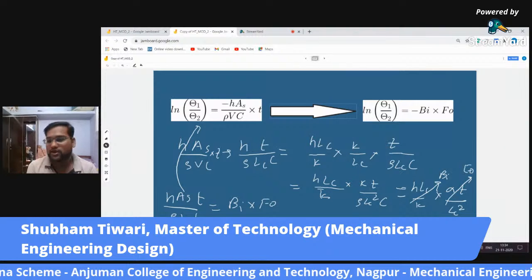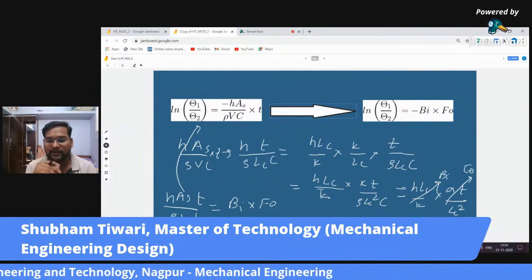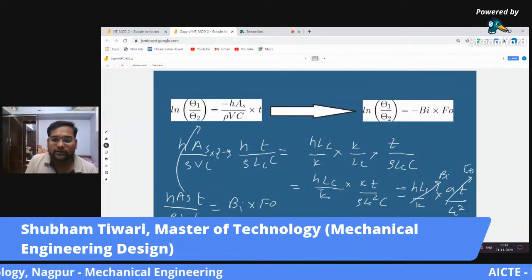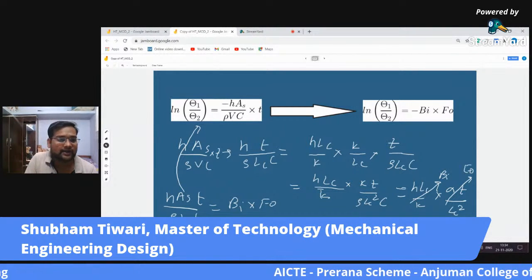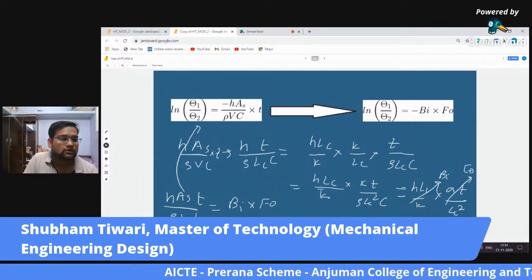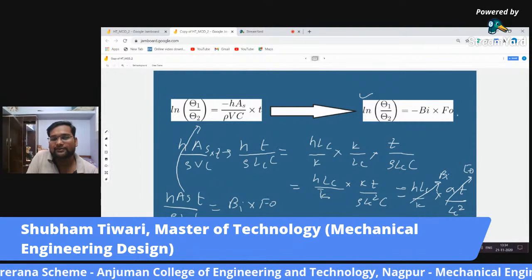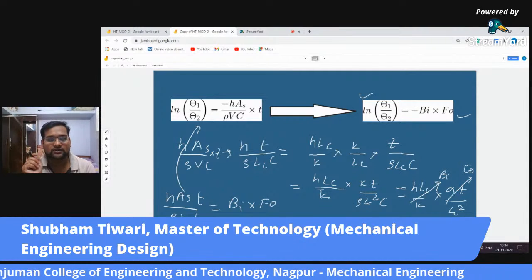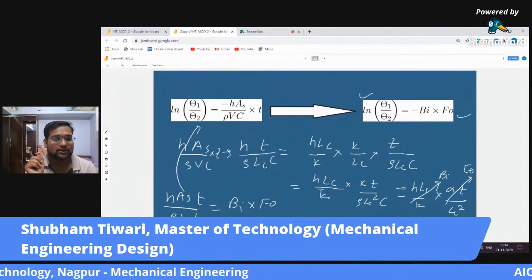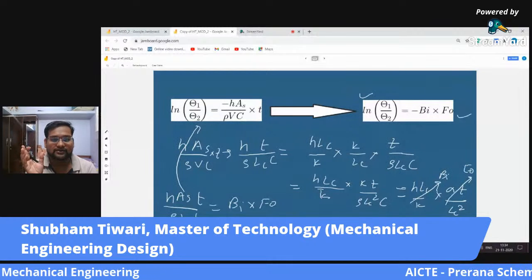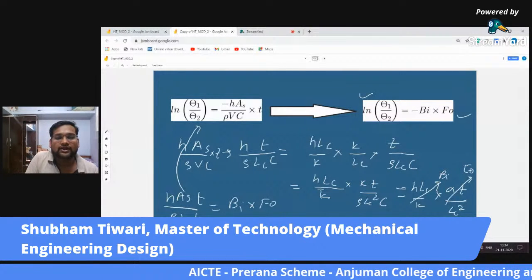So in the problem, they may give you Biot number, they may give you Fourier number, and they may ask any of the temperatures. So with Biot number and Fourier number, without calculating all these things, you can directly find out any missing temperature or any missing dimensionless number. So this is also an important formula with regards to saving time. So these are several forms of the same equation.